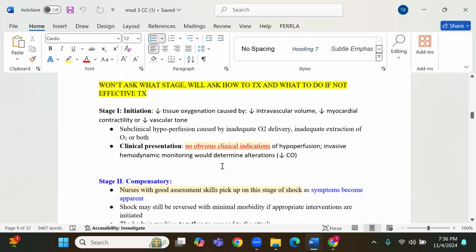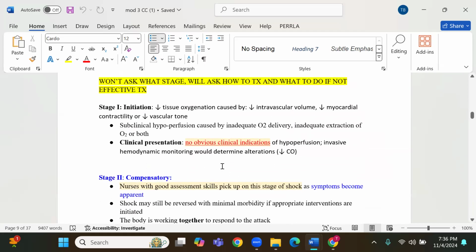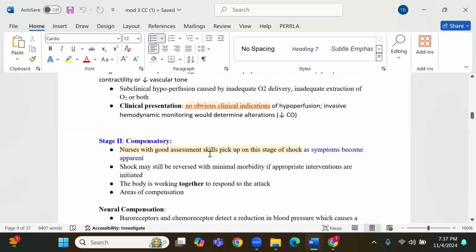I want to just show you something. You do not have to memorize this, okay? But during this stage 1, tissue oxygenation is down, right? Intravascular volume is down. Myocardial contractility may be down, or the vascular tone may be down. But I want you to understand that, look, clinical presentation, they may not show any clinical indications. Their blood pressure and everything may look fine. They may be urinating fine. So that initiation phase, we may not catch it. Okay. Let's go down to compensatory stage.